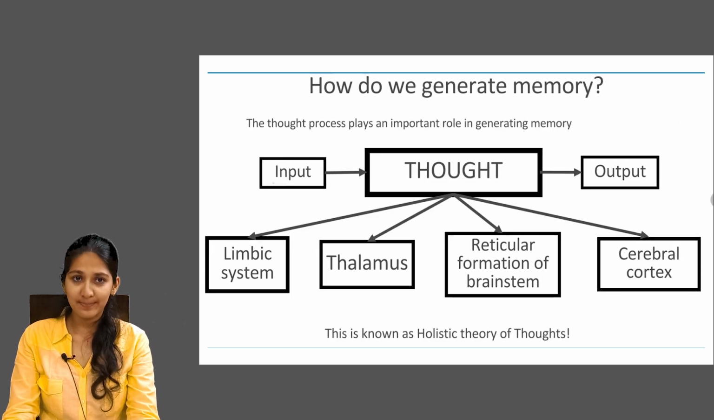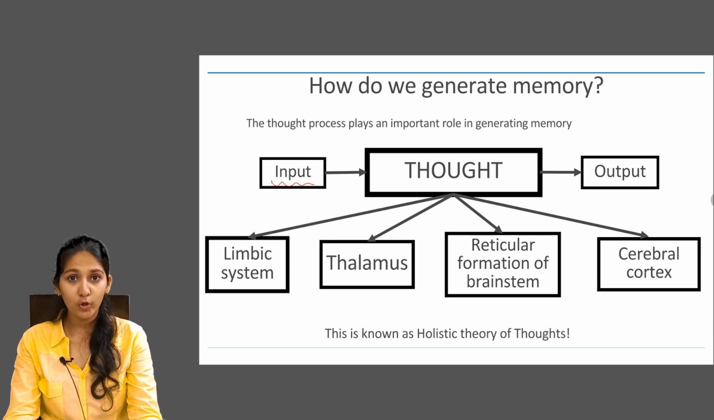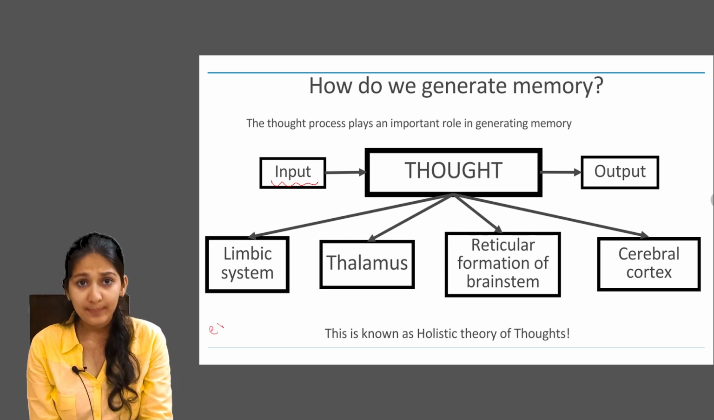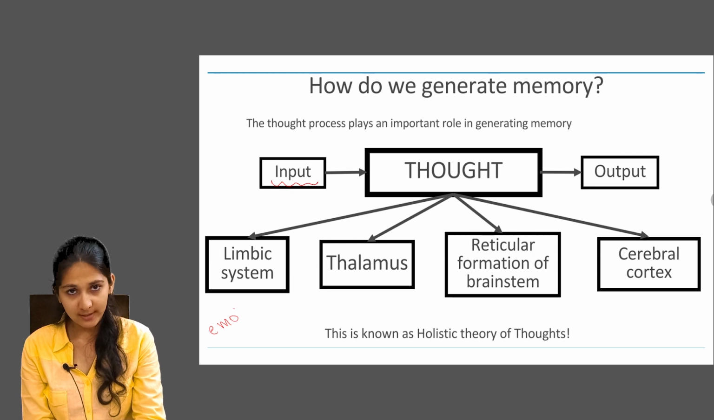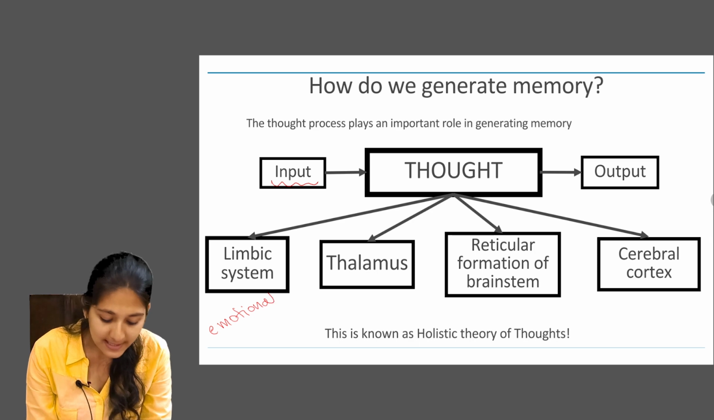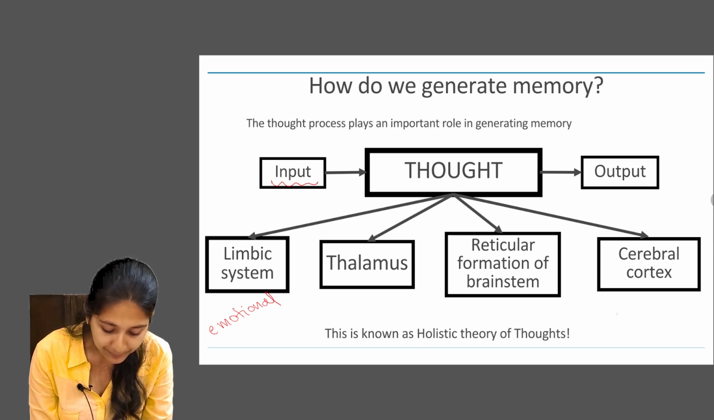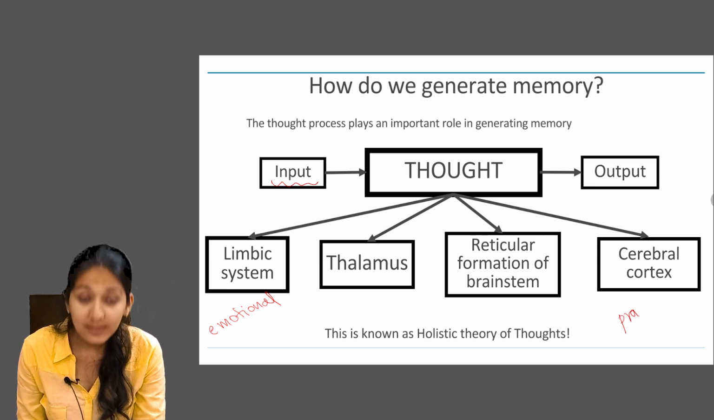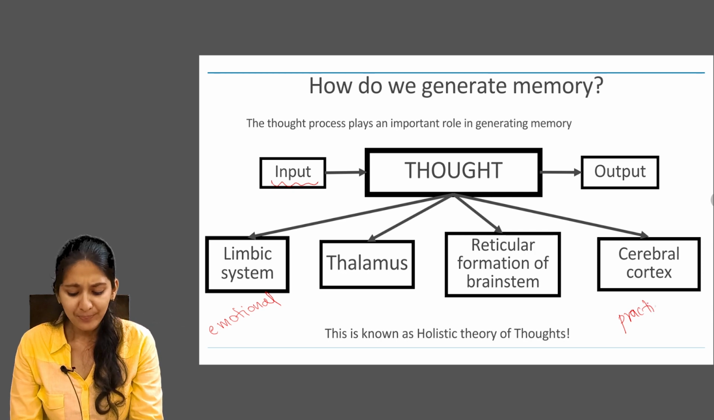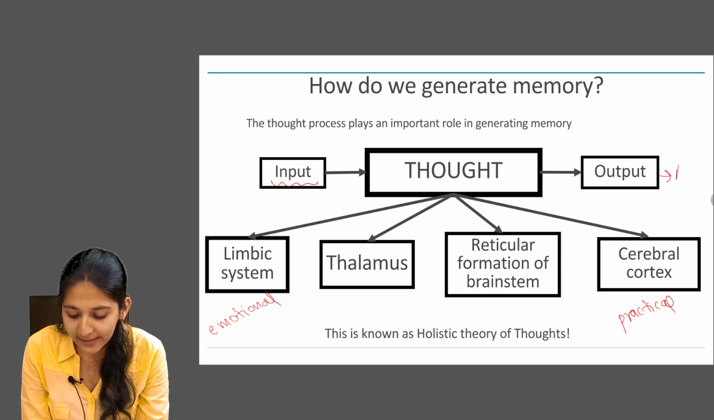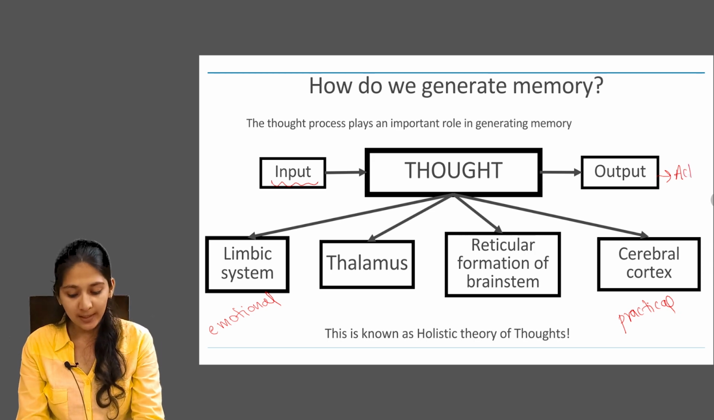So how do we generate this memory? The thought process plays a very important role in the generation of memory. The input to the brain, anything that comes to our mind, generates a thought. This thought is acted upon by various systems of the body: the limbic system, which takes care of the emotional aspect of the brain, the cerebral cortex, which takes care of the practical aspect, the thalamus, the reticular formation of the brain, and many other systems. All this together results in the formation of a conclusion, which is the output, and this output finally determines our action to this incoming input.